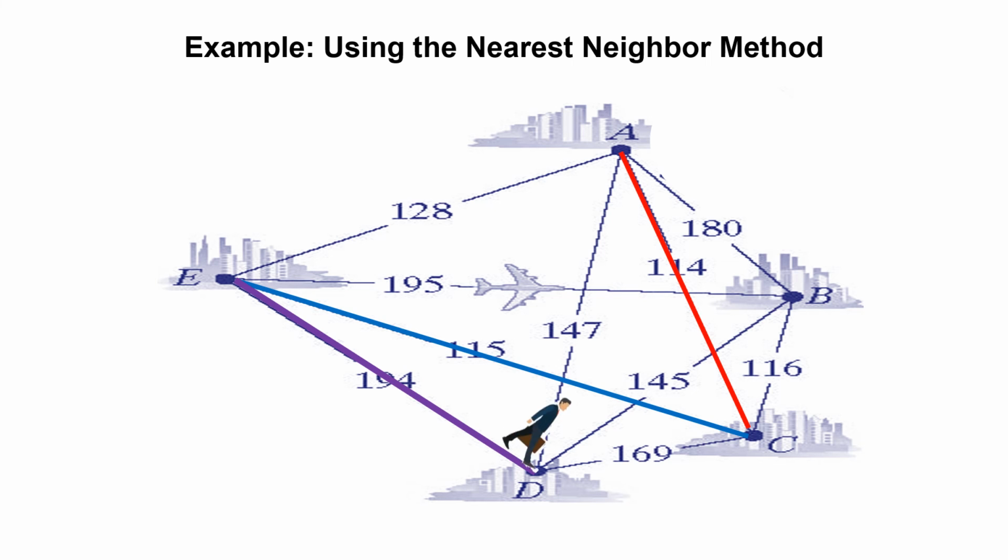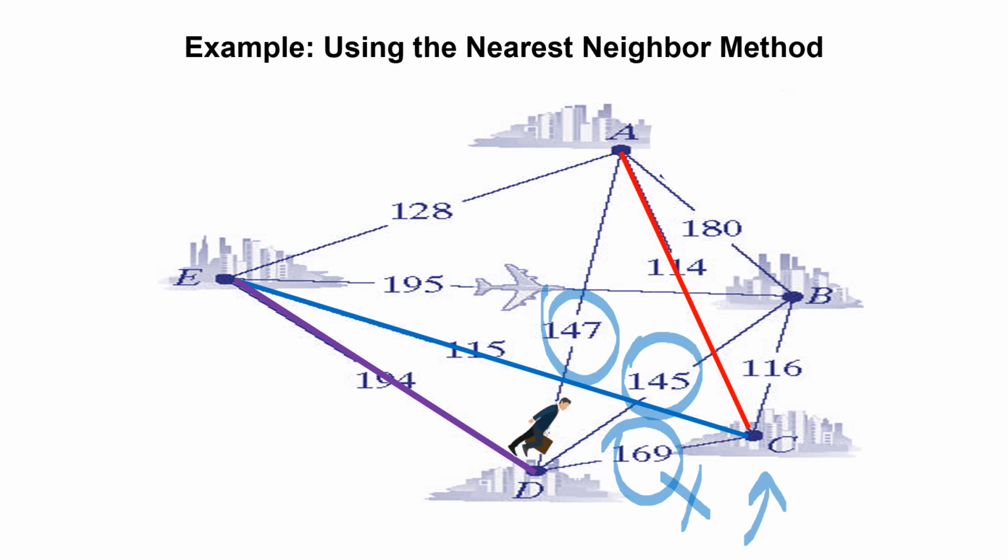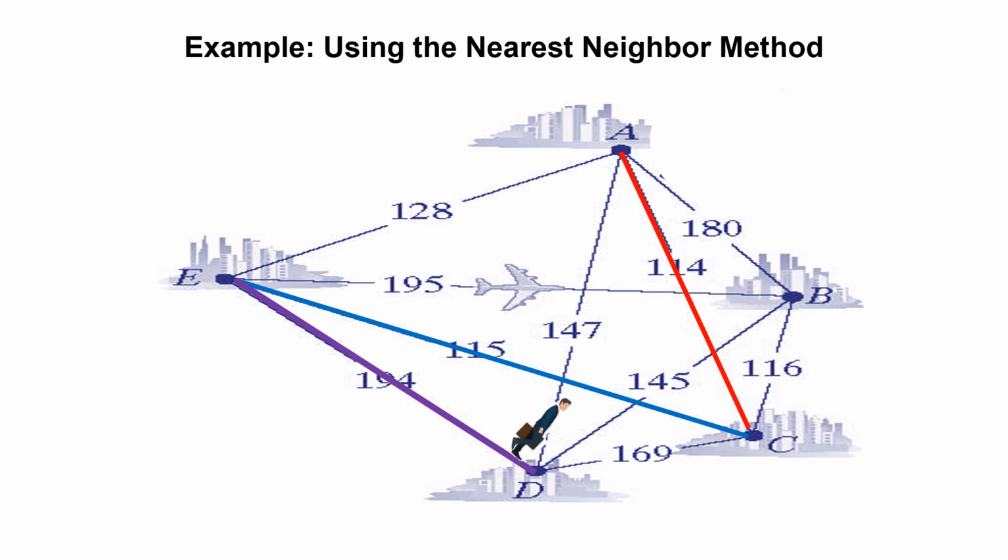Now from D, we have three choices again. We have this one, this one, and this one. I can't choose this one because it's going to take me back to C and I haven't visited B, and I can't choose this one because it's going to take me back to A and I haven't visited B. Therefore, now we've visited all the vertices once. We have to go back to A, so the only choice we have is the 180.